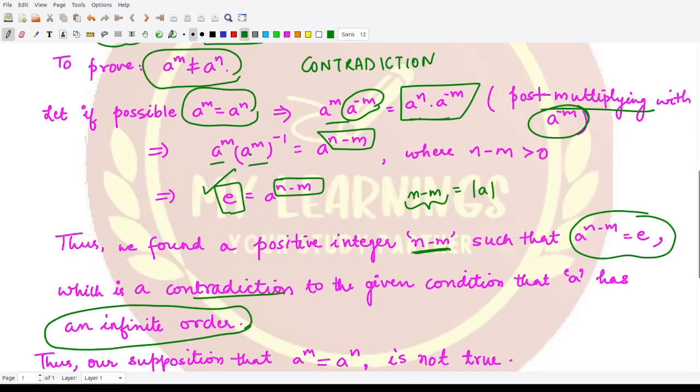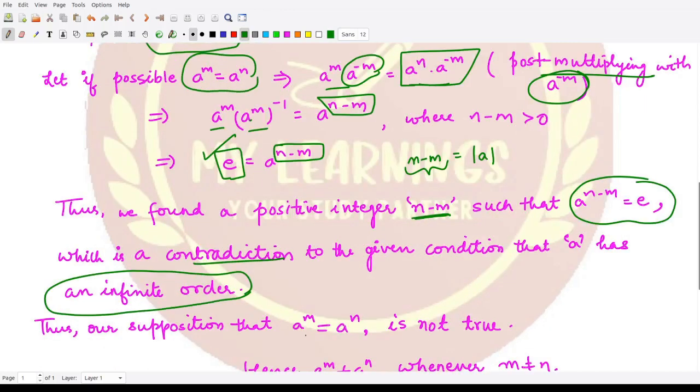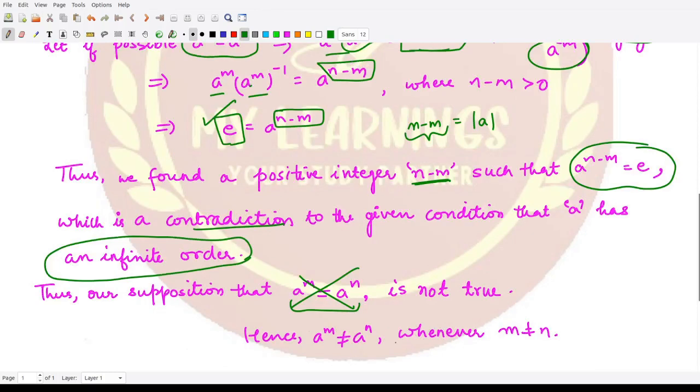If that is so, therefore whatever was our assumption, it was incorrect. We have assumed already that a raised to power m was equal to a raised to power n. Now this thing is not true. So we have our result which we wanted to prove, right?